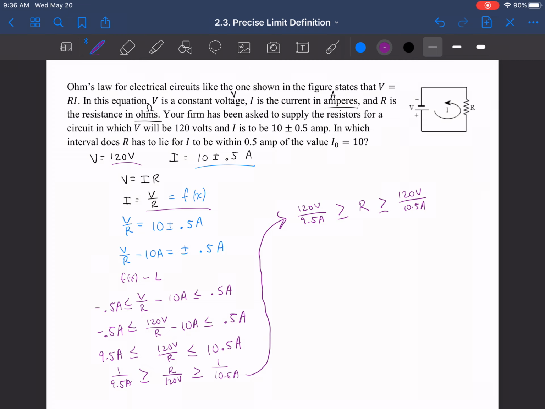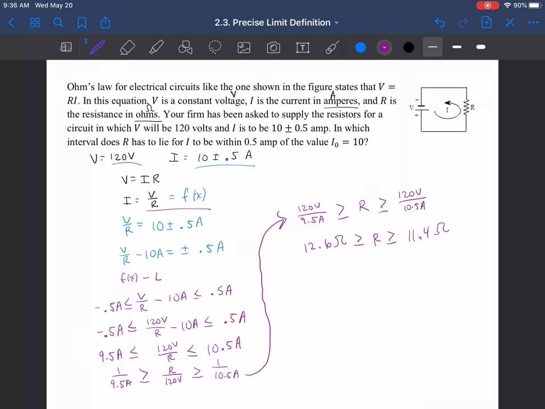And so then the numbers those turn out to be 12.6 ohms. Volts per amp is what an ohm is. And that's R, and this one turned out to be 11.4 ohms, okay? And so that's what we end up with.